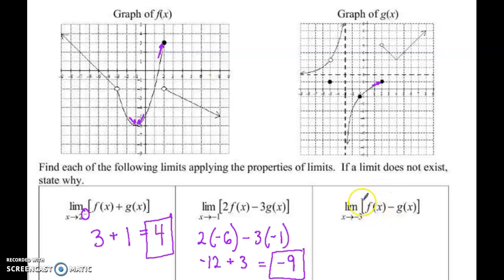And same thing with the next one. X approaches -3 from the left side and from the right side. Even though it's undefined, it does equal a value, -2. And then -3 on this one is not a numerical value. So basically, -2 minus a value that does not exist does not exist.